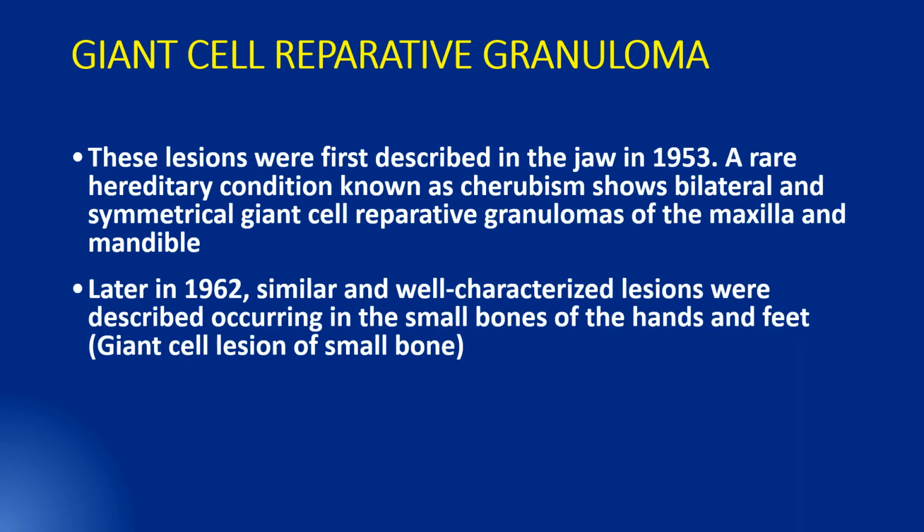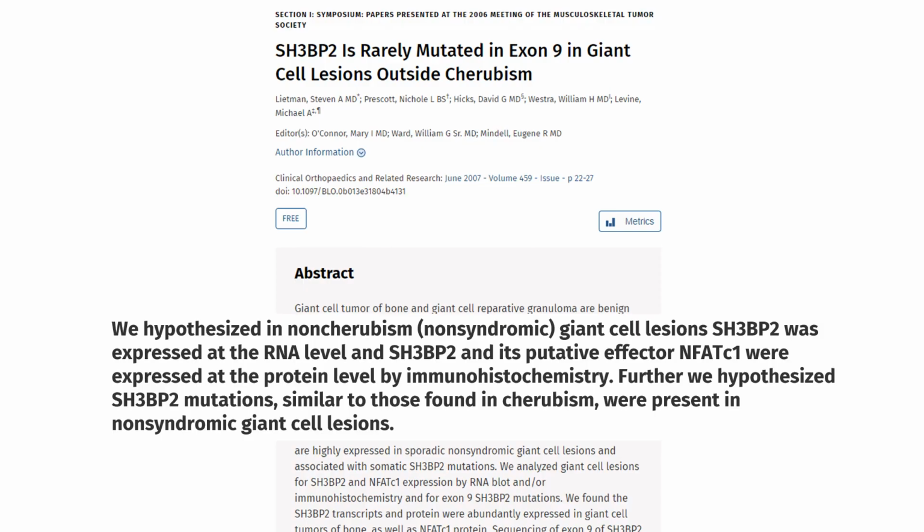Giant cell reparative granuloma was first described in the jaw in 1953 and was associated with a rare hereditary condition known as cherubism, which showed bilateral involvement of the maxilla and mandible. GCRG is also commonly seen in the small bones of the hand and feet and is called giant cell lesion of small bones. As I mentioned before, giant cell reparative granuloma was considered a reactive lesion.